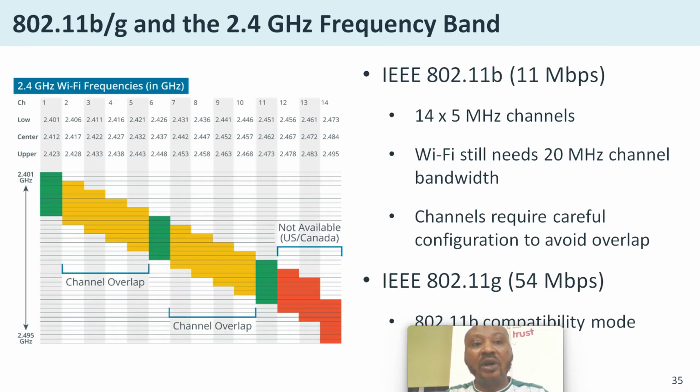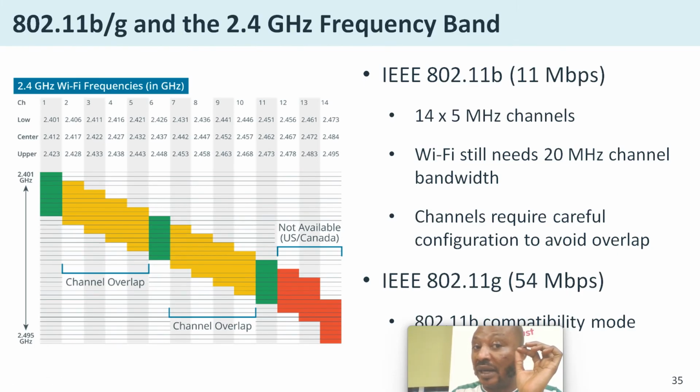So let's continue. We have 11a, then 11b and 11g. A wireless network with 802.11b and g has the frequency of only 2.4 gigahertz. So 11b and 11g use the same frequency.